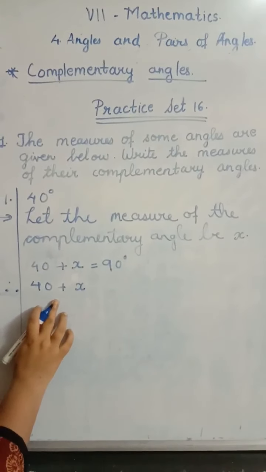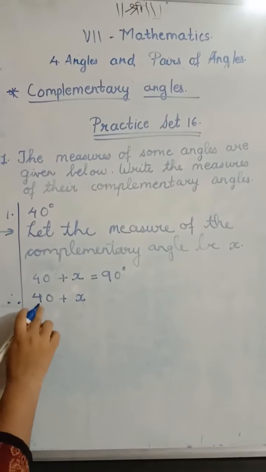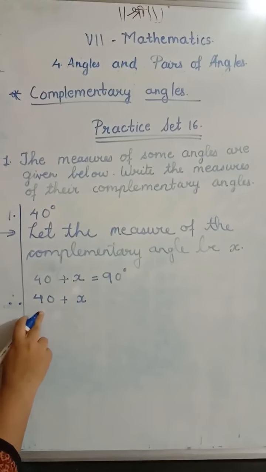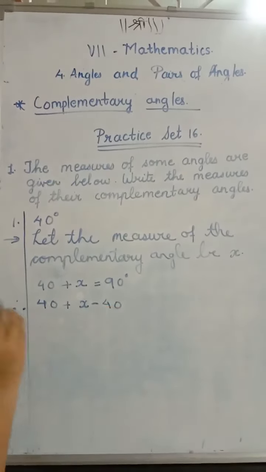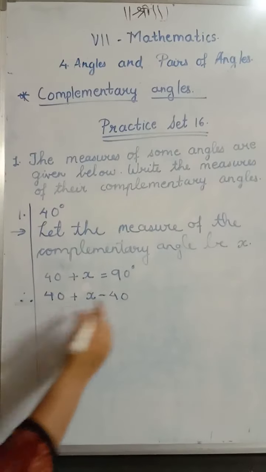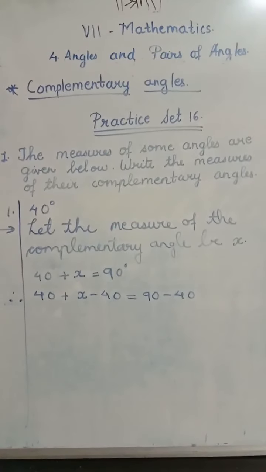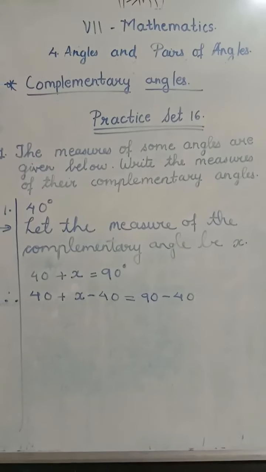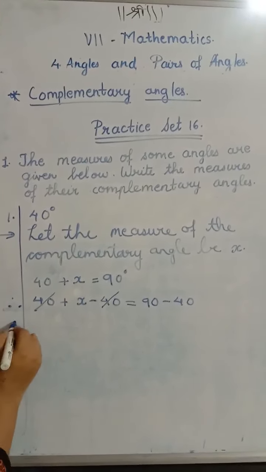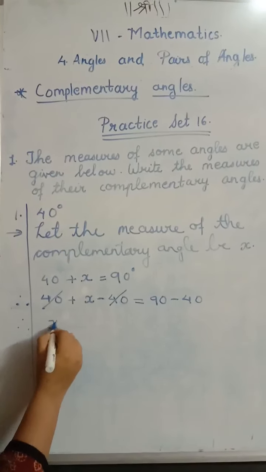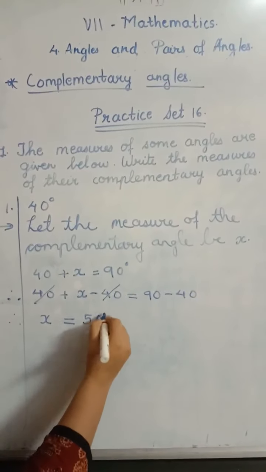40 plus x, did I write, children? The x value we have to find out. 40 is positive. If you want to remove this positive 40, the opposite of positive 40 is negative 40. If we are giving negative 40 to LHS, we should give it to RHS also. That is 90 minus 40. Positive and negative will go and it becomes 0. So what remains at LHS? x is equal to 90 minus 40, which is 50 degrees.